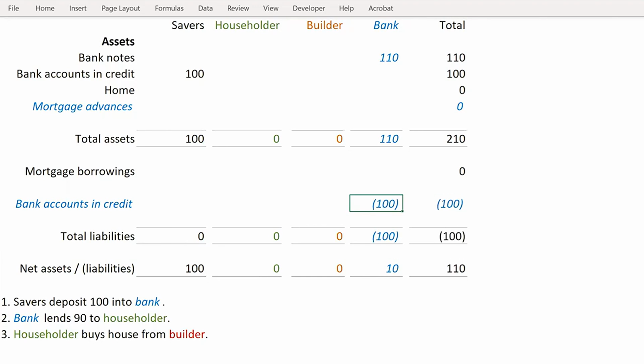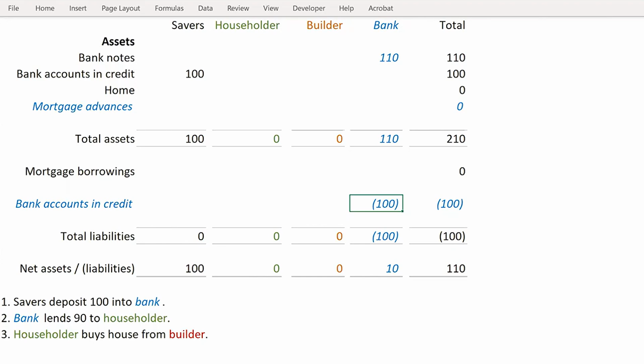If those savers come back into the bank, they can demand their money back. So from the bank's point of view, it's taken the cash, it's got 110,000 in its tills, but it's got liabilities of 100 recorded, so its net assets are still the 10. So that's transaction 1. The savers deposit 100 into the bank.